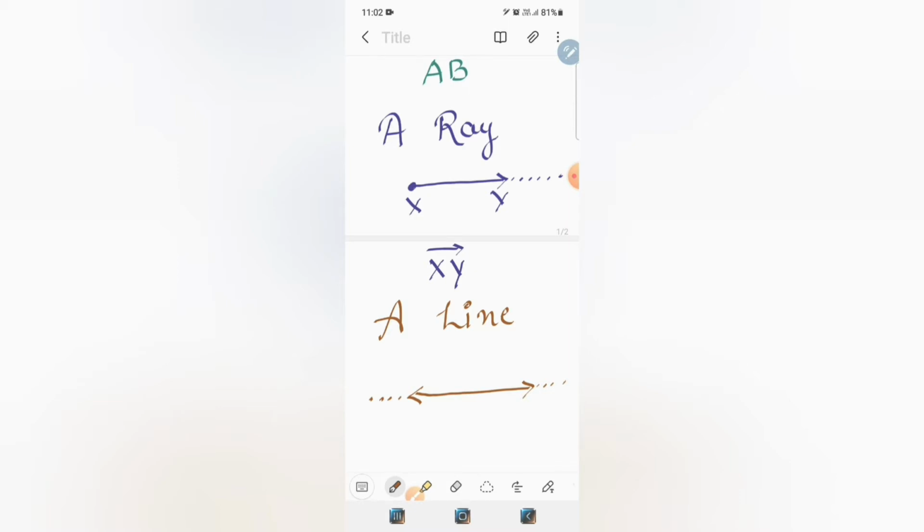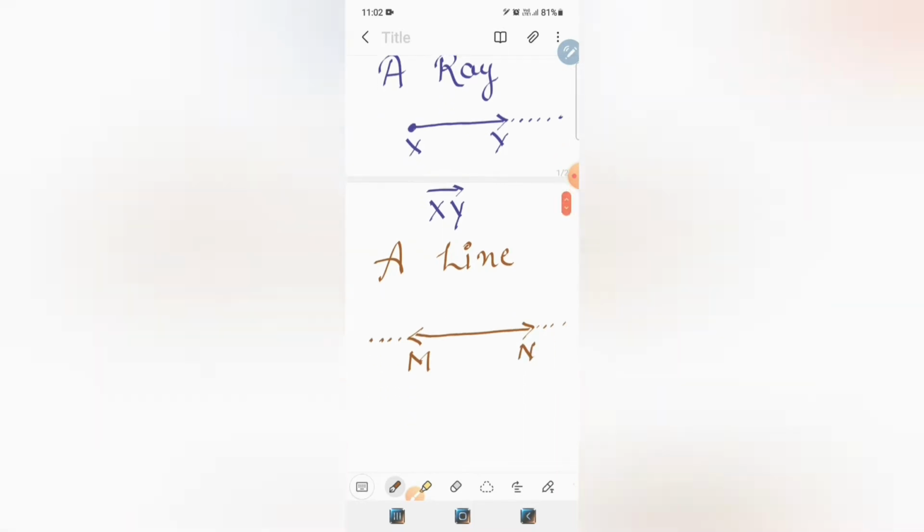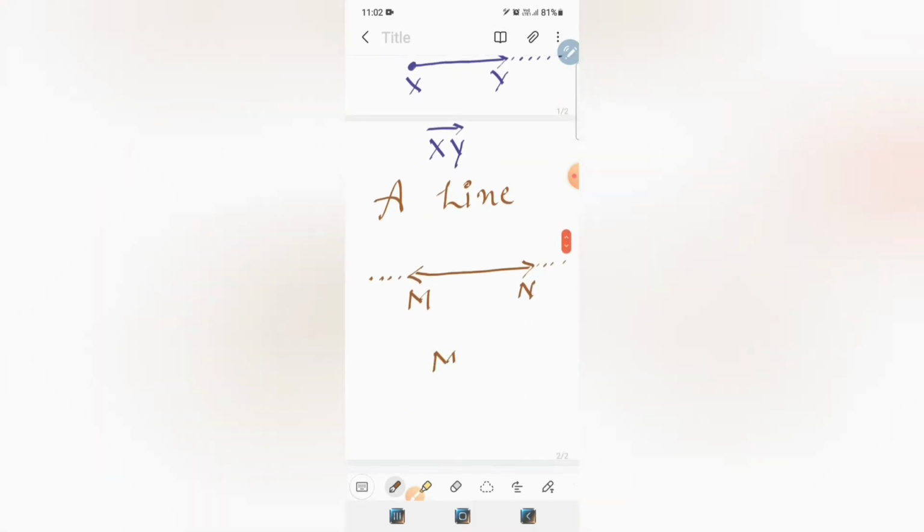And a line does not have a definite length. We can represent this line as, for example, let's name this line as line MN. So symbolically we can represent this line as line MN with the symbol of a line on the top.